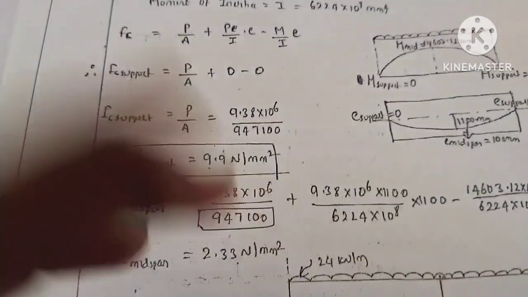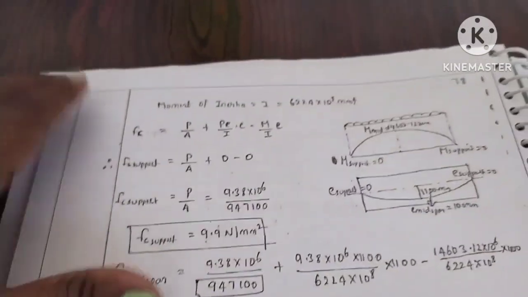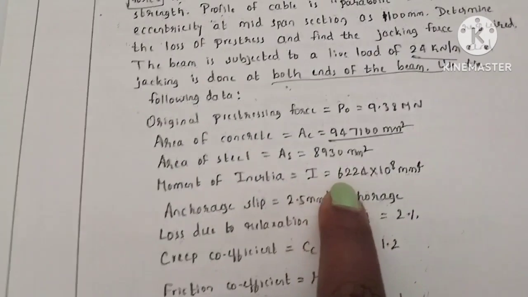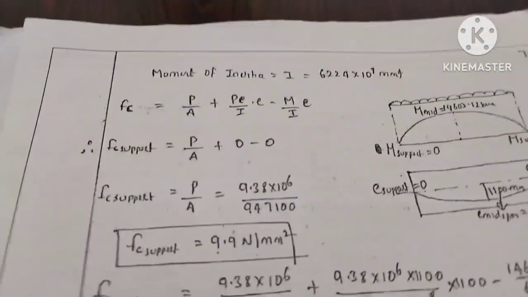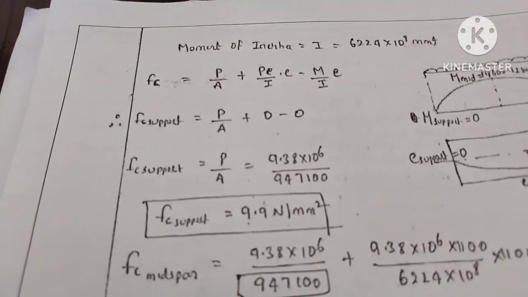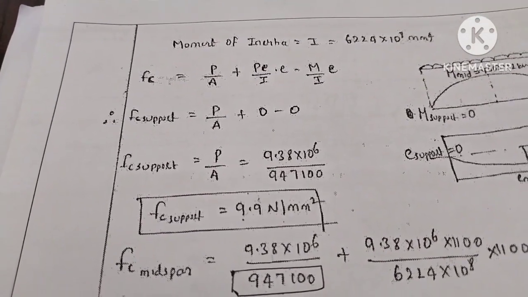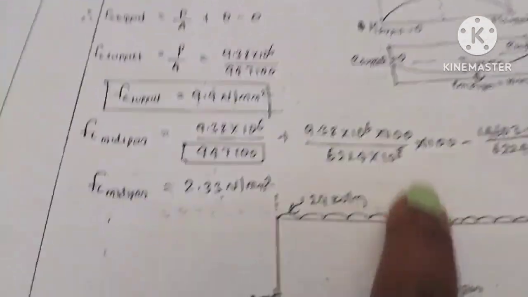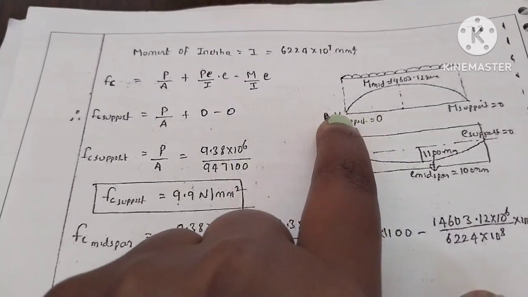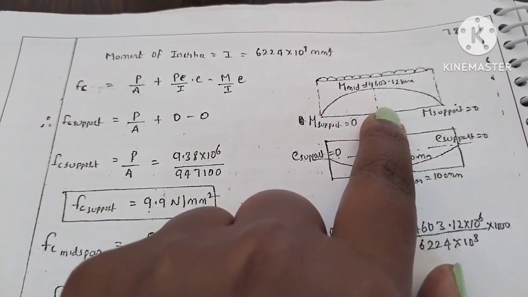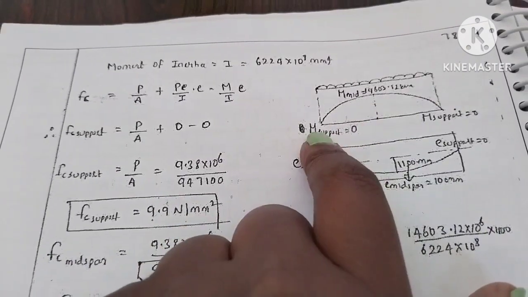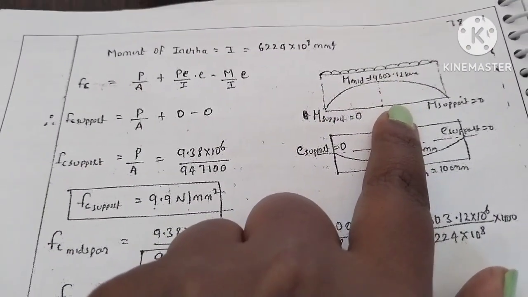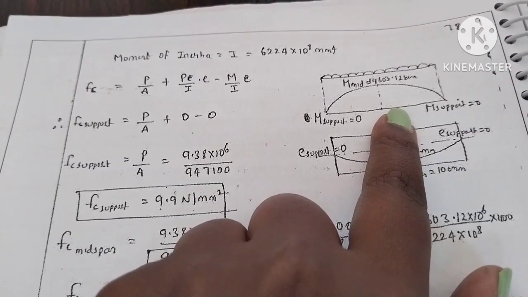Okay, now the moment of inertia has been given in the question itself: 6,224 into 10 to the power of 8 mm to the power of 4. So now you know your FC formula. FC formula is P by A plus PE by I into E minus M by I into E. We have to calculate FC at the support and at the mid span.